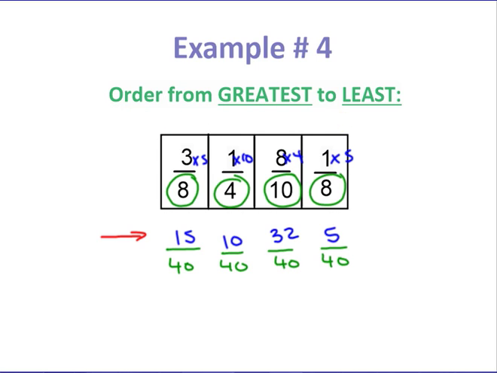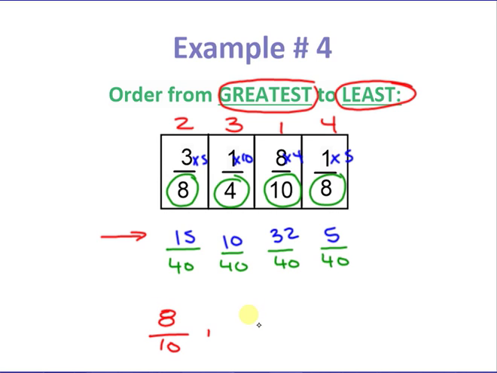So, we're going greatest to least. I was not even following my own directions. Greatest to least. So my biggest. So this is 1, this is 2, this is 3, and this is 4. Okay, I got it now. So we use original fractions. So 8 over 10, 1 over 4, 3 over 8, and then 1 over 8.